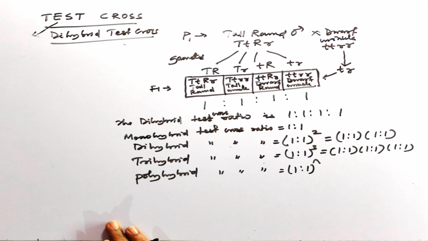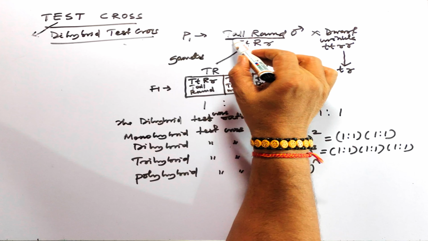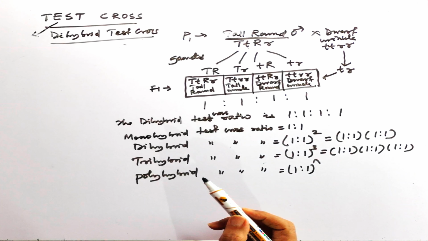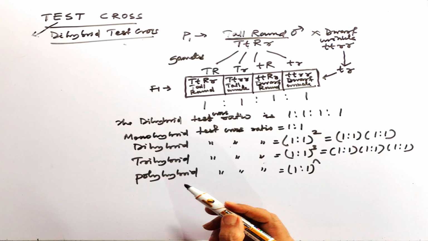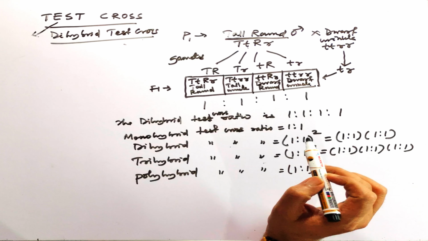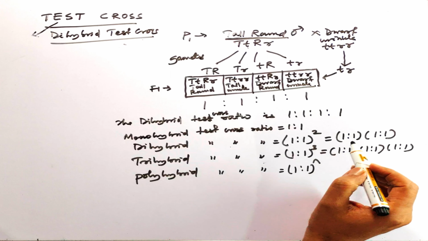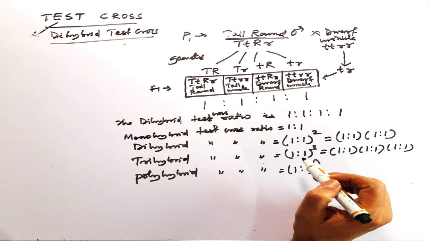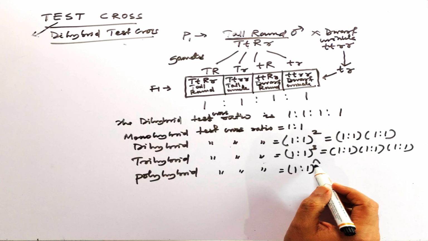So this test cross is a very important cross in which we can find out the genotype, or whether a plant is hybrid in that respective character or not. If it is hybrid, it must produce the test cross ratio: monohybrid 1:1, dihybrid 1:1:1:1, trihybrid 1:1 to the power 3, and polyhybrid 1:1 to the power n.